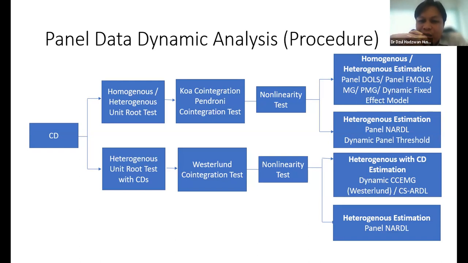If the statistic suggests us to use linear, then the technique that we can use is dynamic CCEMG or CS-ARDL. If the non-linearity test suggests us to use the non-linear approach, we can use the panel NARDL. And also we have the dynamic panel NARDL too.